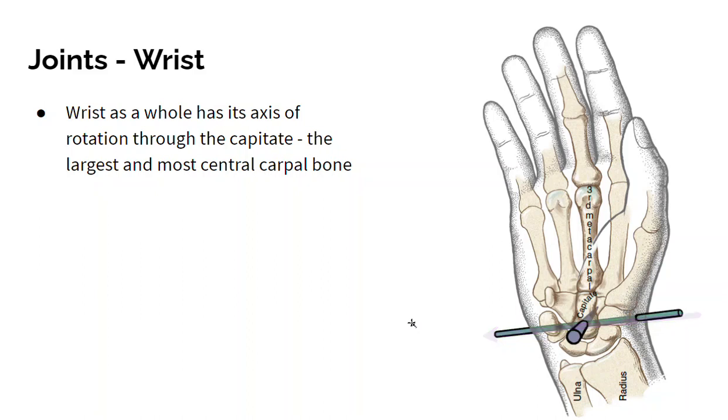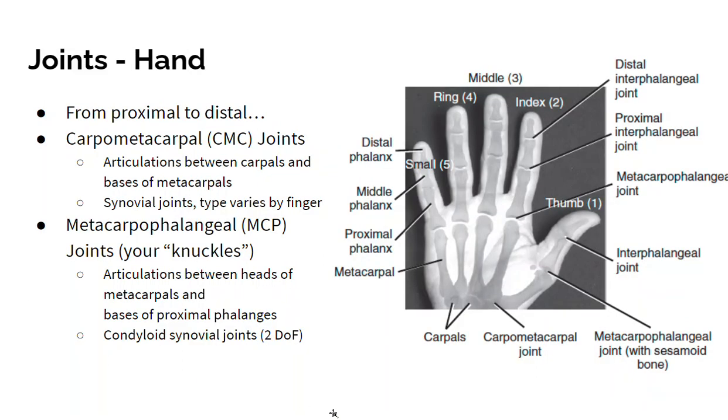So again, 2 degrees of freedom at the wrist, or the radiocarpal joint, which is flexion extension, and abduction and adduction, which we call at this joint ulnar and radial deviation. You can also see, from proximal to distal, your carpometacarpal joints. The big one is your thumb joint, the metacarpal phalangeal joints, aka your knuckles, and those have 2 degrees of freedom because they can flex and extend and abduct and adduct, remembering that the midline is your middle finger.